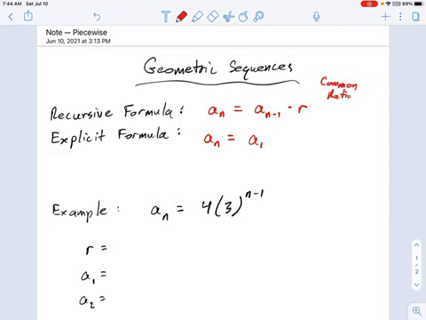Okay, and the explicit formula is similar. It looks like this. It's a_n, that's any term, equals the first term times the common ratio to a power. And the exponent right here is n minus 1. Okay, so there you have it. Those are the two formulas. Let's practice using one of them.